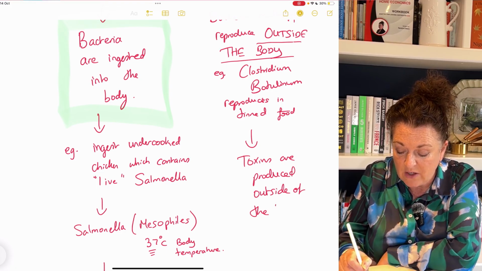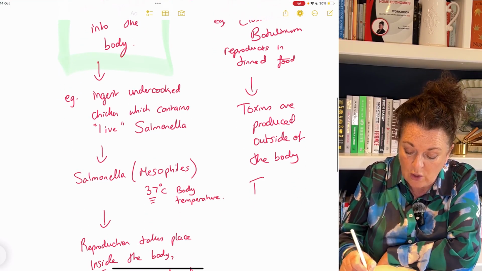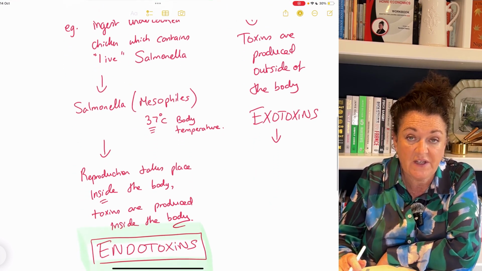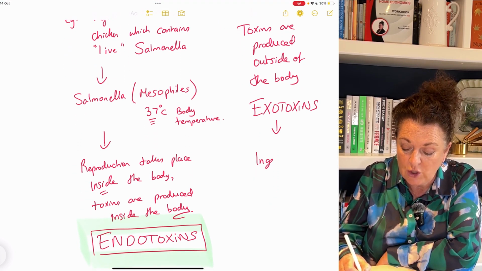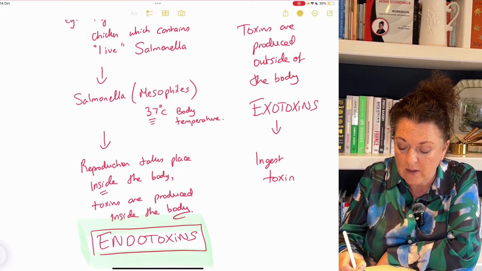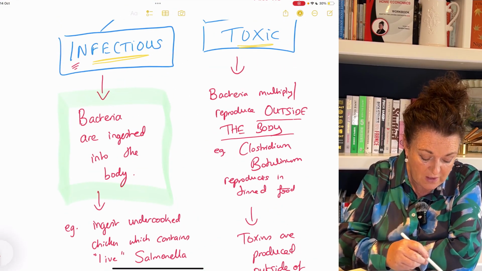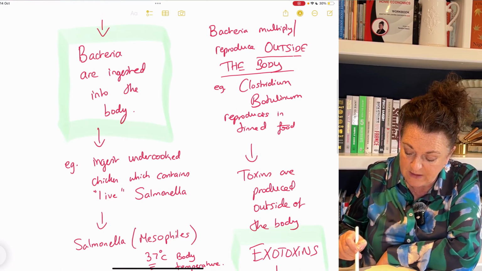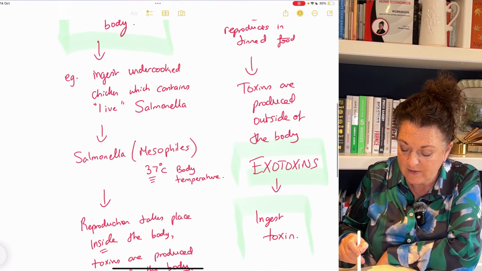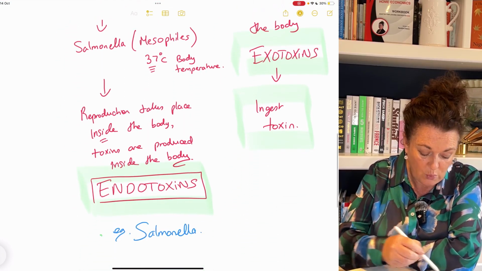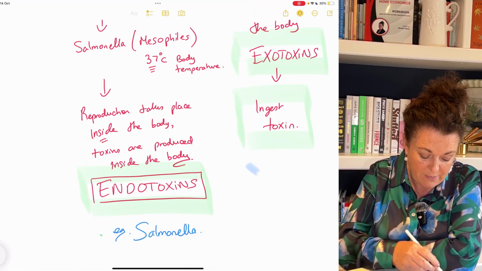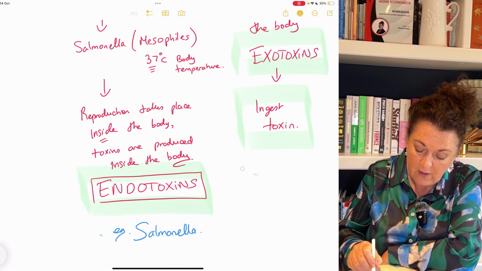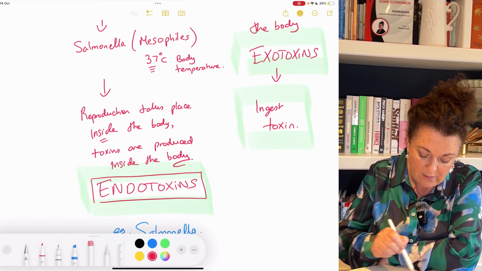And when the toxins are produced outside of the body, we call these exotoxins. You open the tin of contaminated food and you ingest the actual toxin. So just to highlight here again, the toxins are produced outside of the body, exotoxins, and you ingest the toxin. An example there would be Clostridium botulinum. Now, if we're to name the actual food poisoning, the food poisoning would be botulism.